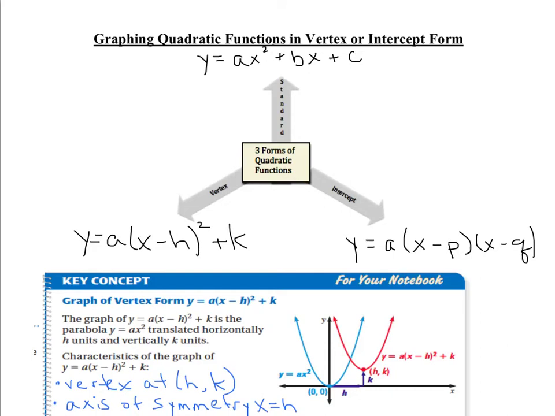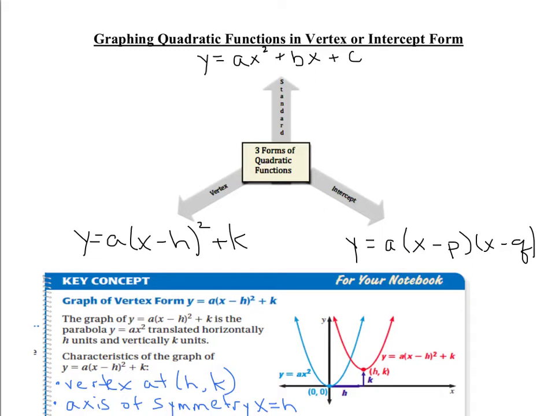Yesterday we graphed quadratic functions in standard form. Today's lesson is graphing quadratics in vertex or intercept form. Now if you take a look here, you should see the standard form of a quadratic, which we worked with yesterday, and then today we're going to be doing the two other forms, and you see them below. On the left here we have the vertex form, and on the right is the intercept form.